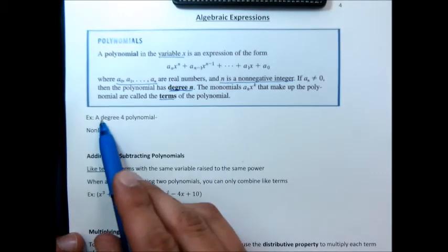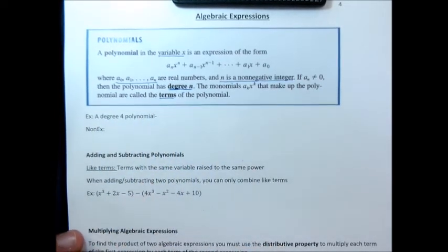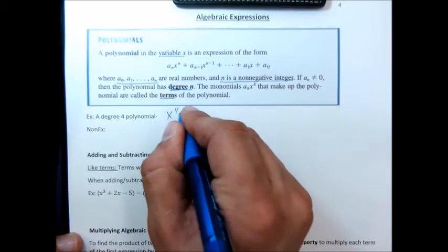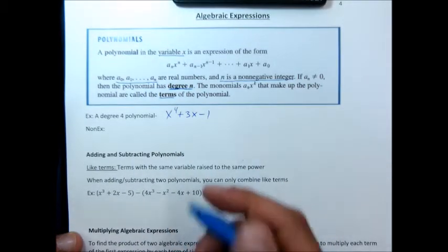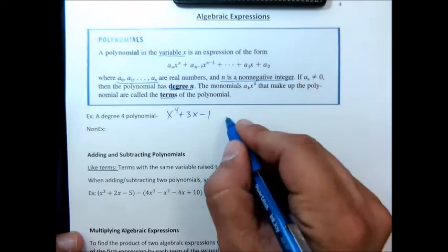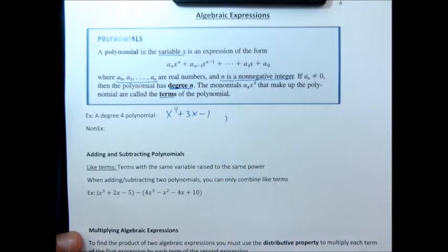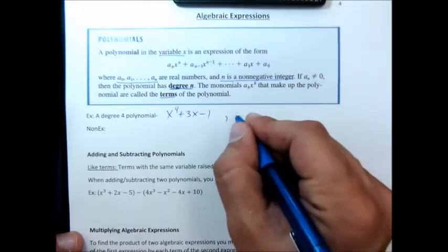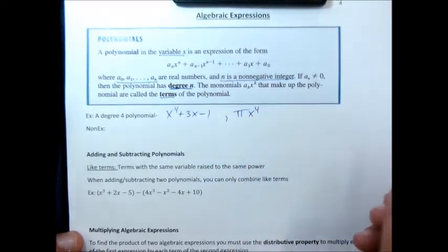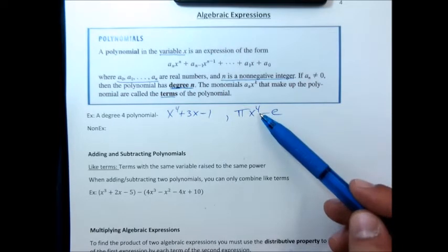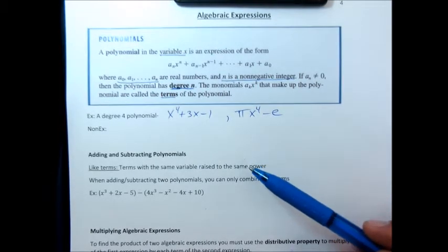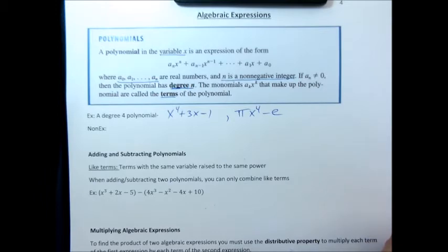So, for example, a degree 4 polynomial would be any polynomial we could write down where the biggest power is 4. And so something like x to the 4th plus 3x minus 1 is a degree 4 polynomial because the biggest power is 4. But I just want to point out that the coefficients don't have to be integers. They don't have to be positive. They can be weird. They could be like pi x to the 4th minus e. Those are two strange constants, but they're still constants. And the biggest power is a whole number, and it's 4. And so that's what makes those polynomials of degree 4.